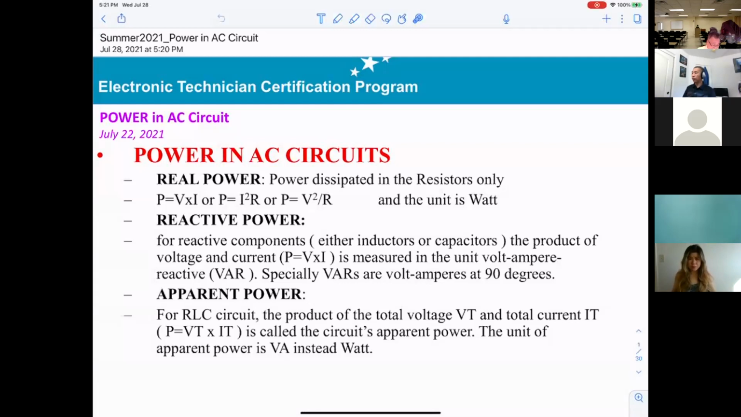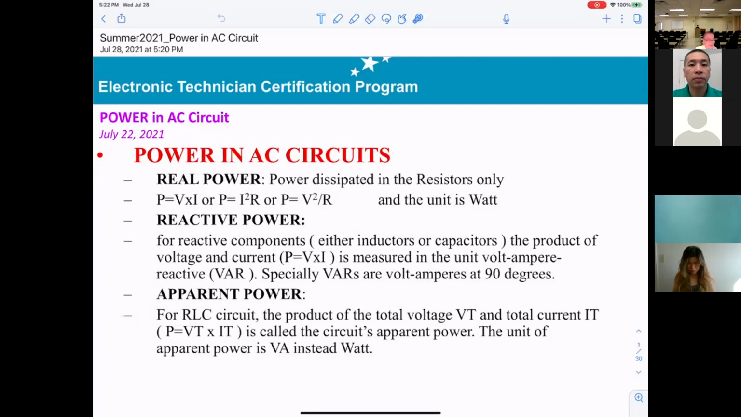Okay, the real power. That means the power dissipated in the resistors only. You understand? When the current goes through the resistor, if you touch it, you can feel it will be hot. That's electrical energy converted to heat. Okay, that's why you get the power.